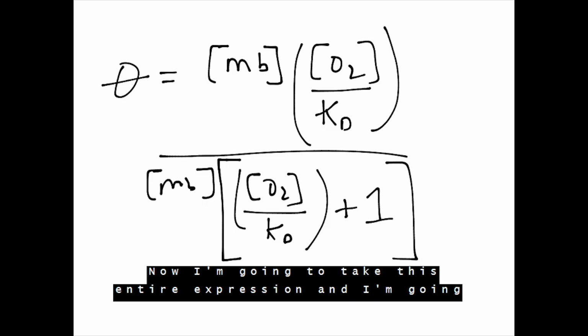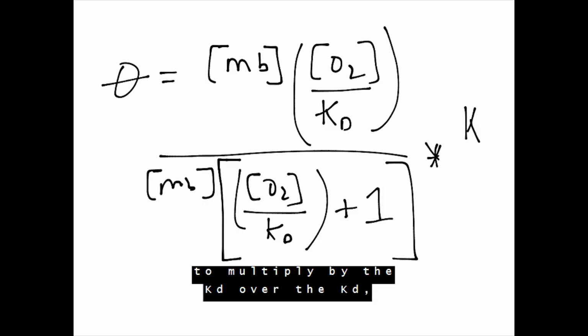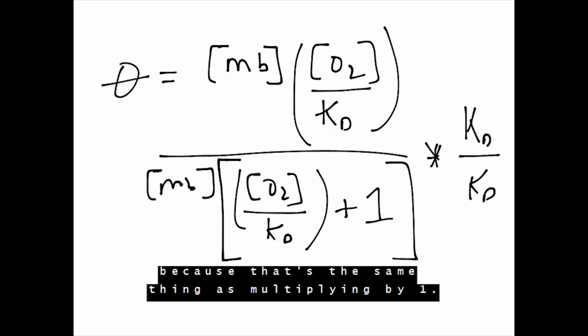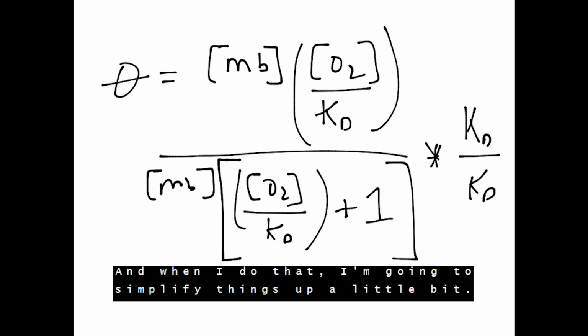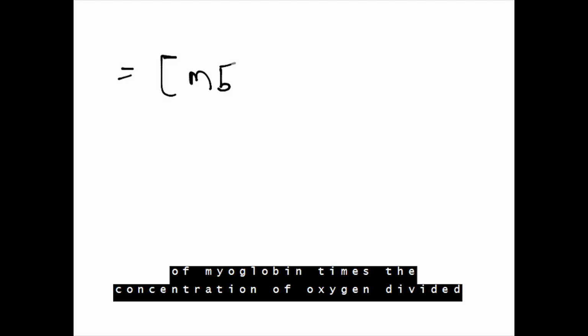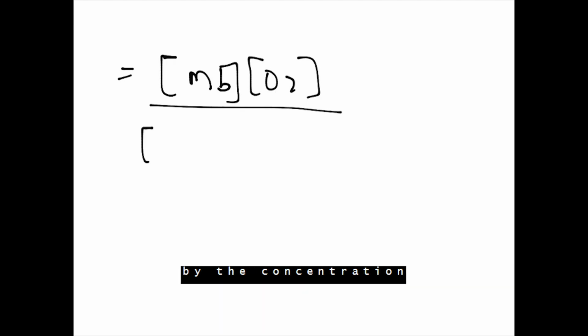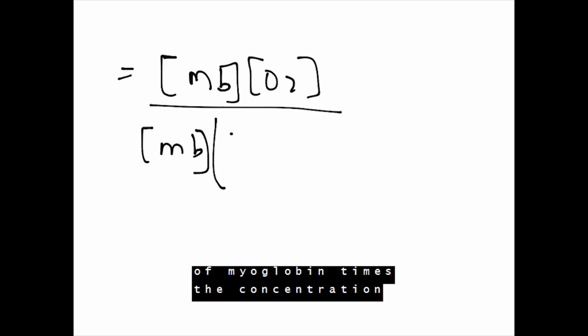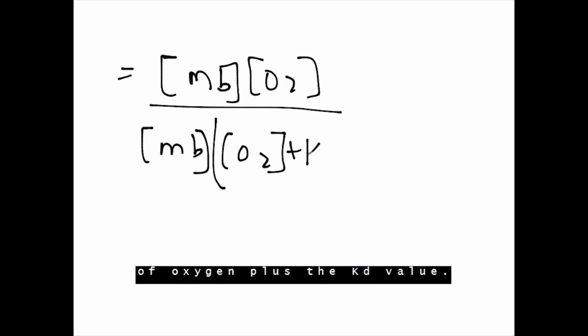Now I'm going to take this entire expression and multiply by the KD over the KD, because that's the same thing as multiplying by 1. And when I do that, I'm going to simplify things a little bit. I'm going to end up canceling out these KDs, and the 1 is going to end up right there. So now what I've got is the concentration of myoglobin times the concentration of oxygen divided by the concentration of myoglobin times the concentration of oxygen plus the KD value.